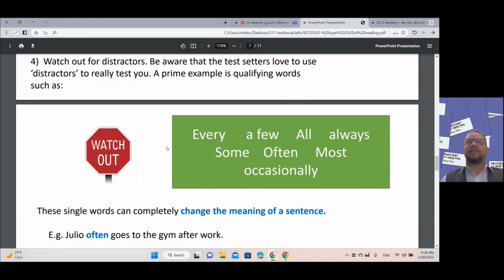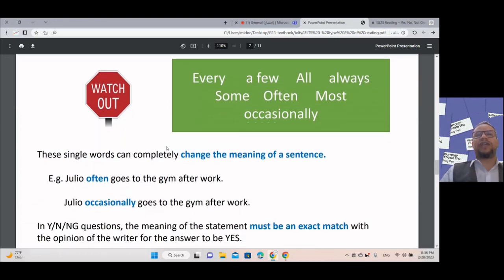So for example, inside the text, this is the example now. For example, inside the text, I have "jolly often". So I have "often" here: goes to the gym after work. So what is the difference between "often goes to" or "occasionally goes to"? A big difference. You have to know that. So "often" means most of the time, but "occasionally" means rarely.